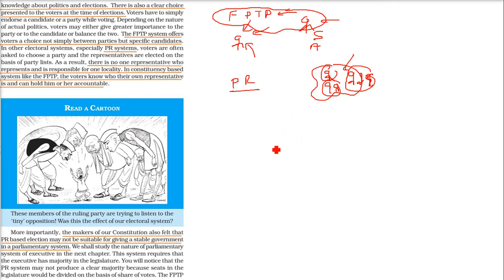The framers of our constitution also felt that the PR based system of election may not be suitable for giving a stable government in a parliamentary system. Because see, what happens, there is a majority here of 3 members in PR system. But 3 are from some other party, and 3 are from some other party. So there is no clear cut majority. They are equal. Say A party, B party, C party. If you say A party is having majority, it is not, because if you add B and C, they are also 3. And when there is no clear cut majority, the government will always be unstable.